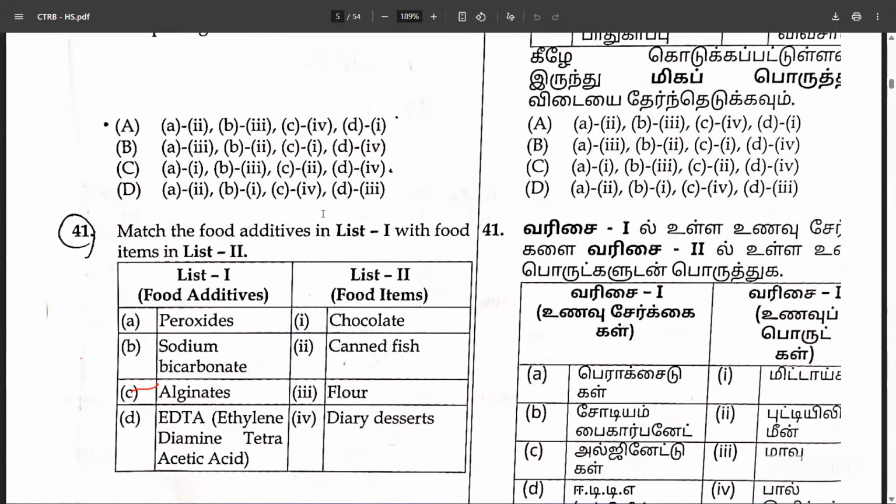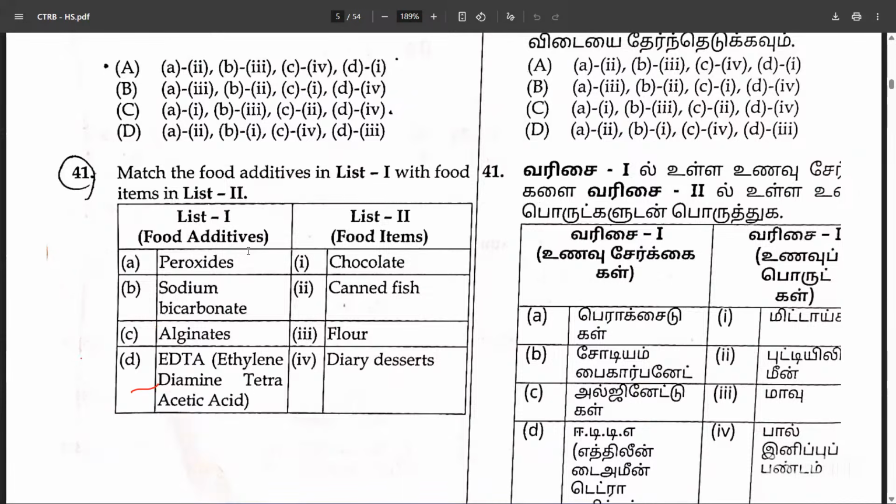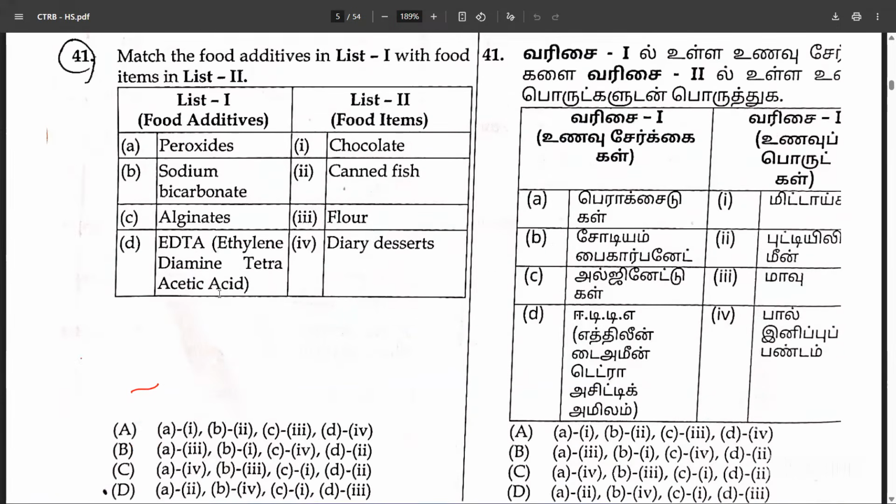Then in the 41st question, in list 1 we have food additives and list 2 has food items. So we have to match them. The correct answer here is D. Peroxide will be matched with canned fish, the additive added in the food item. Then sodium bicarbonate is added in dairy desserts. Then alginate is added in chocolate, and EDTA, that is ethylene diamine tetraacetic acid, is added in flour, specifically wheat flour.